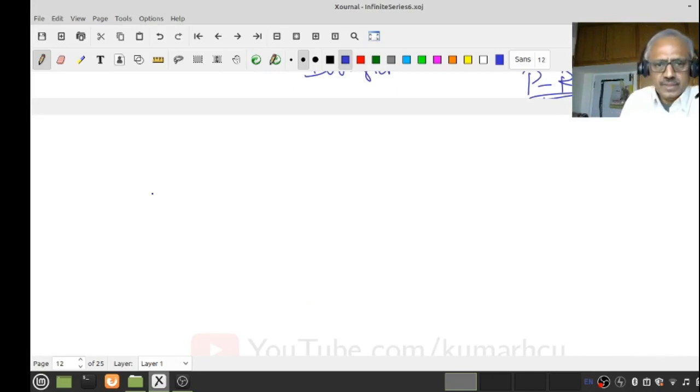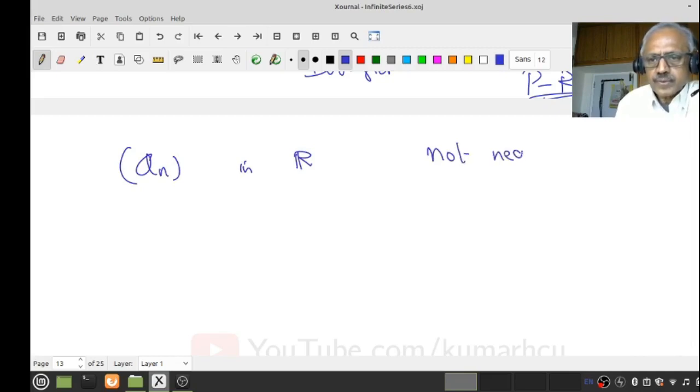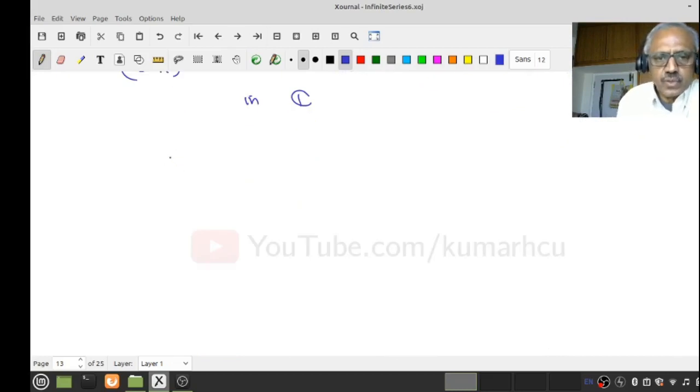Okay, now let a_n be a sequence of real numbers. Not necessarily non-negative. It could be, or it could even be a sequence in C. Right? So let summation a_n be the associated infinite series.